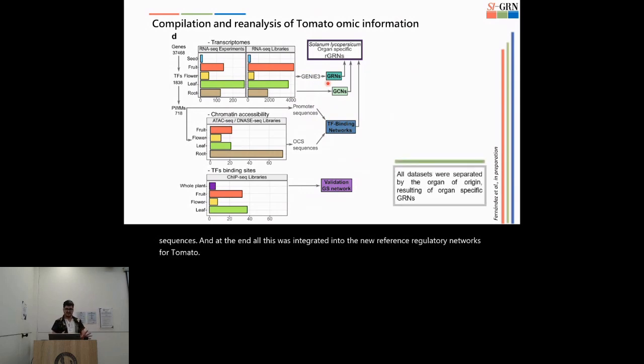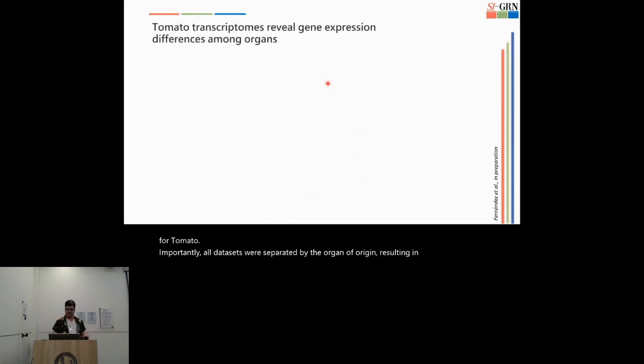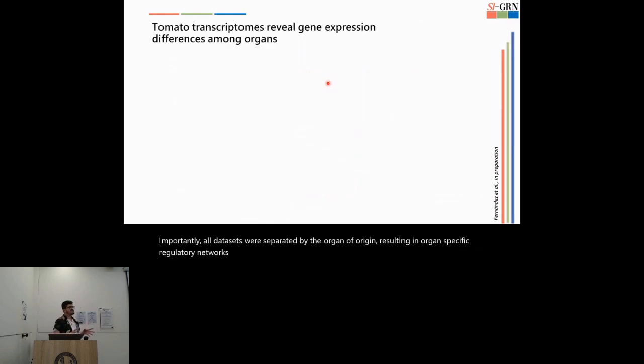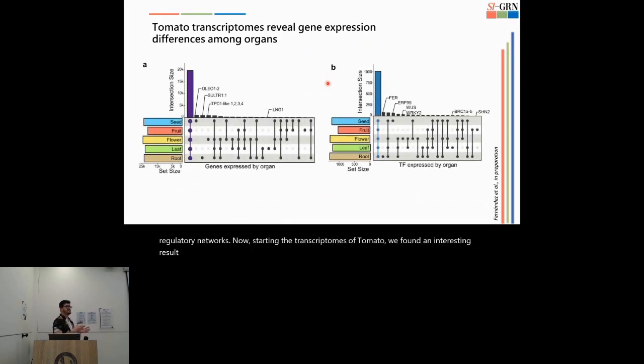Importantly, all datasets were separated by the organ of origin, resulting in organ-specific regulatory networks. Now, studying the transcriptomes of tomato, we found an interesting result: the majority of genes expressed in the different organs were shared between the different samples. The idea is that the majority of genes were ubiquitously expressed, and we also find some genes that were expressed uniquely in each organ.